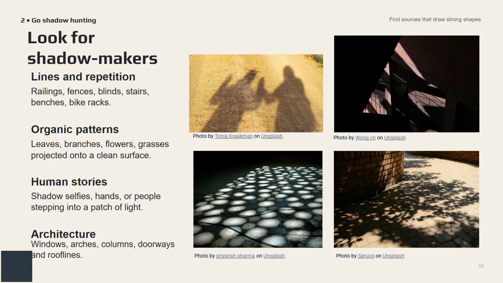Architecture is another rich source. Windows, arches, columns, doorways, stairways, and roof lines can create strong blocks of light and darkness. The upper right photograph shows the building's shadow can divide the frame into bold shapes. Notice that the shadows do not always need to be completely recognizable. In the lower left photograph, the circular patches of light become an abstract pattern. In the lower right image, the tree shadows add texture and movement to an ordinary walkway.